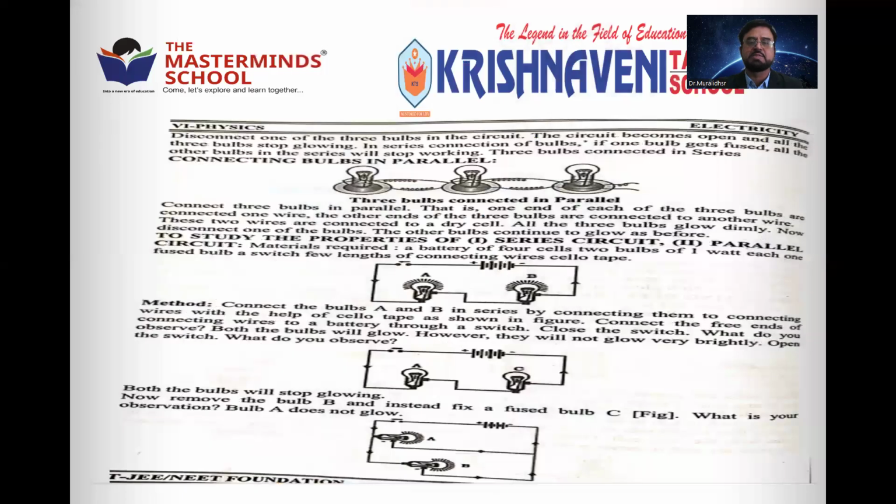So the video clearly explains how electricity flows from one place to another, and how the current will flow. Here we continue to discuss the advantages and disadvantages of the connected circuits. Right, please. The study of the properties of series circuit or parallel circuit. So what are the advantages and properties? What is the circuit given here? Materials required: a battery of 4 cells, 2 bulbs of 1 watt each, fused bulbs, a switch, and a few lengths of connecting wire.